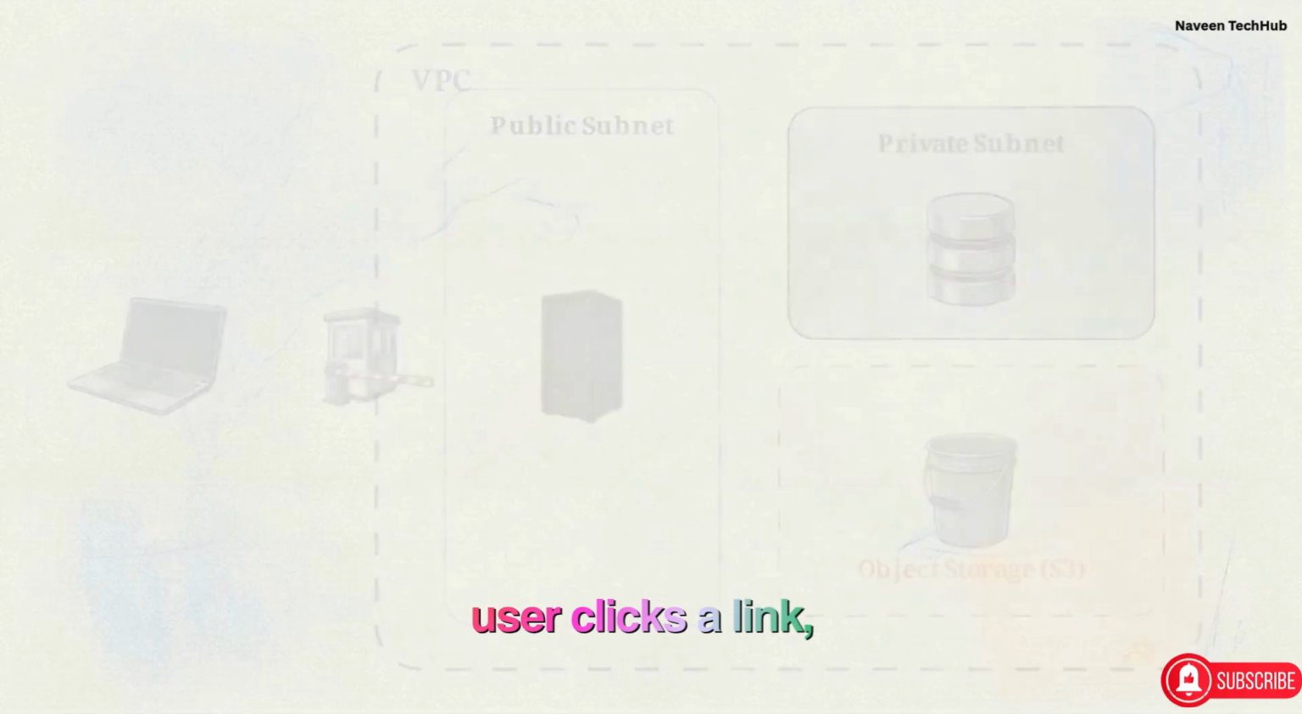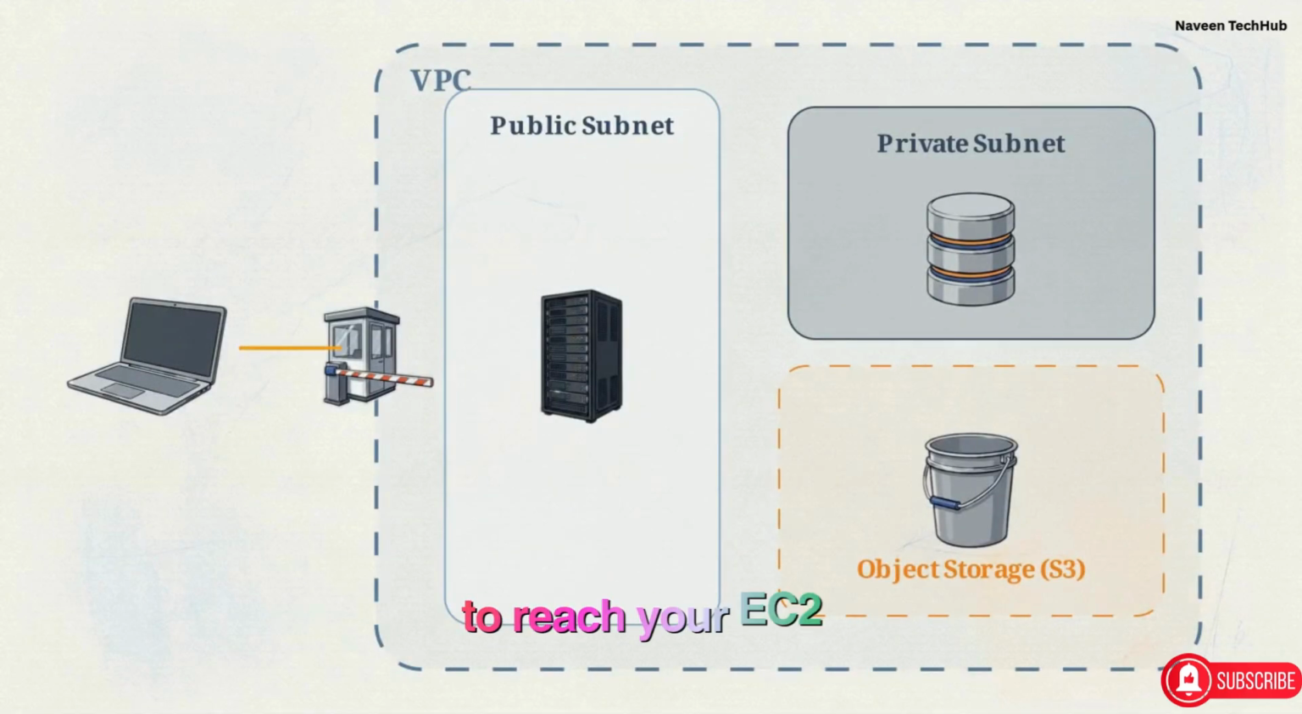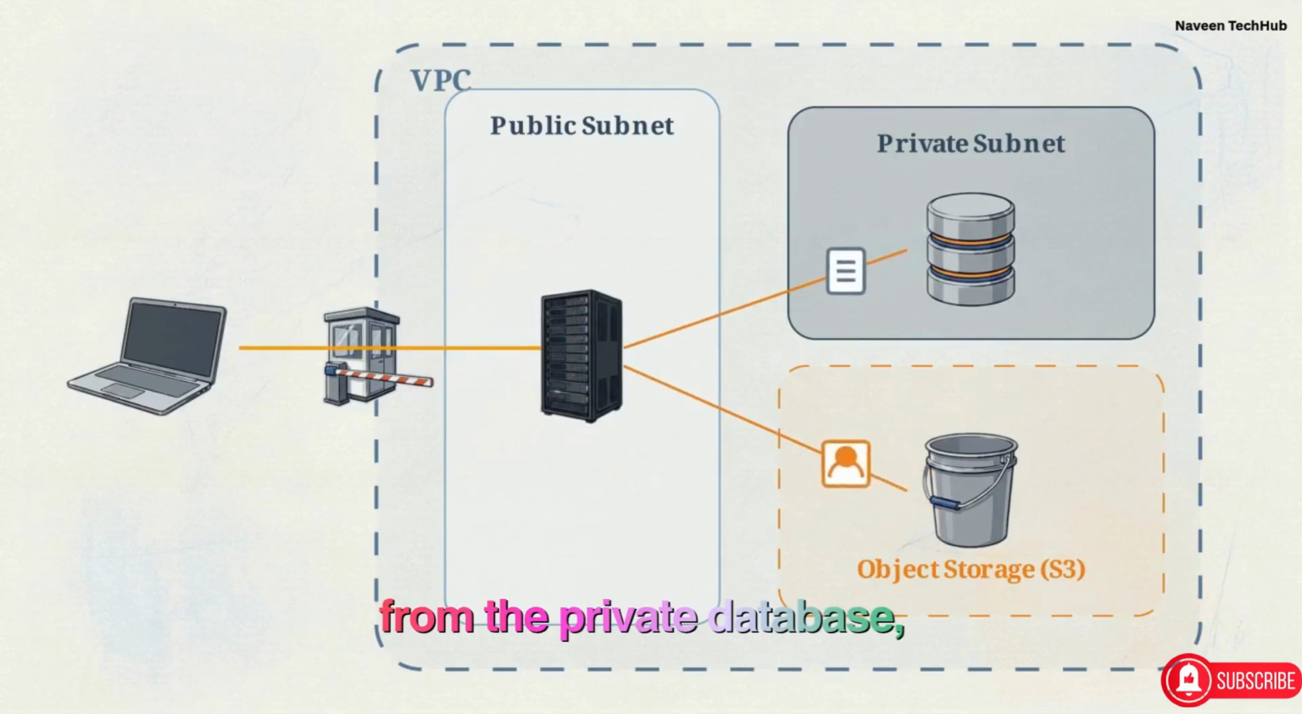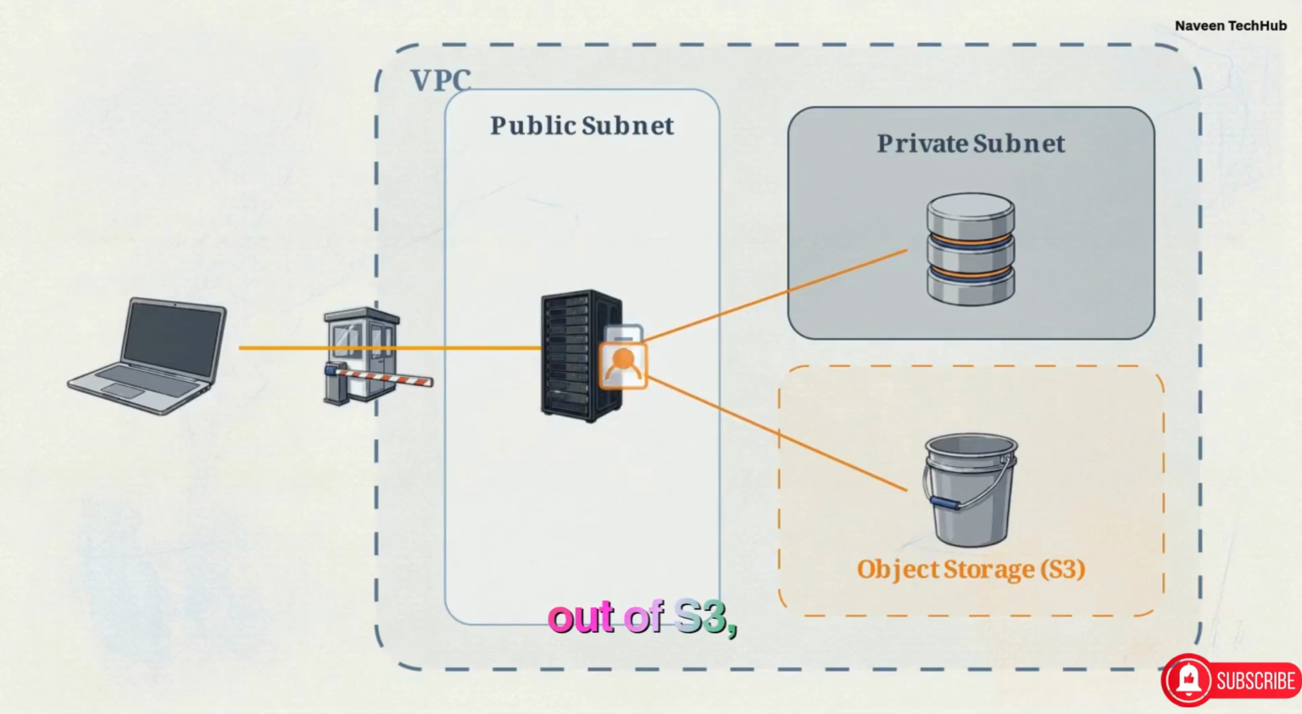A user clicks a link, passing through the public subnet to reach your EC2 server. That server securely grabs a file from the private database, pulls a profile picture out of S3, and delivers the page right back to the user.